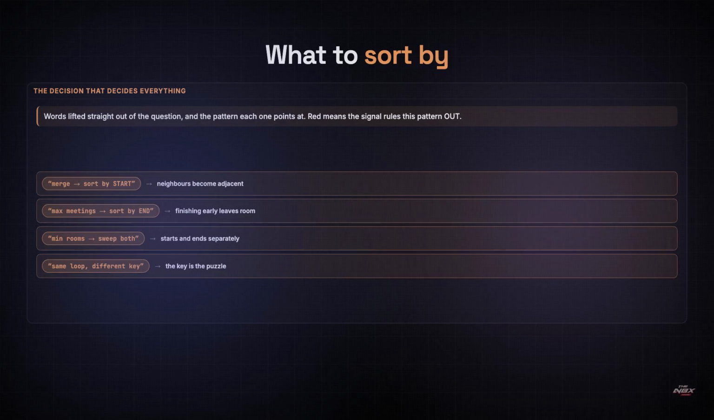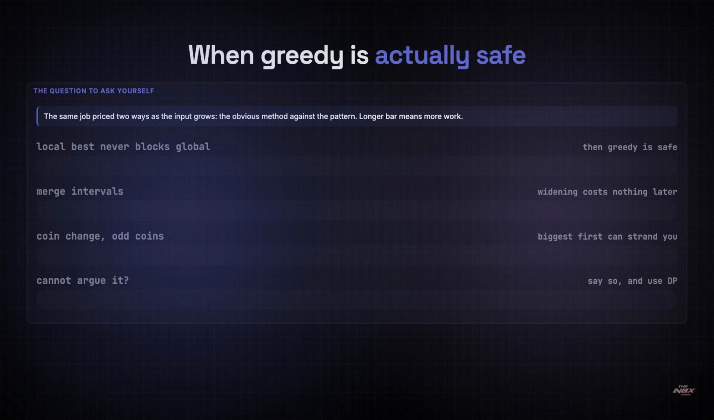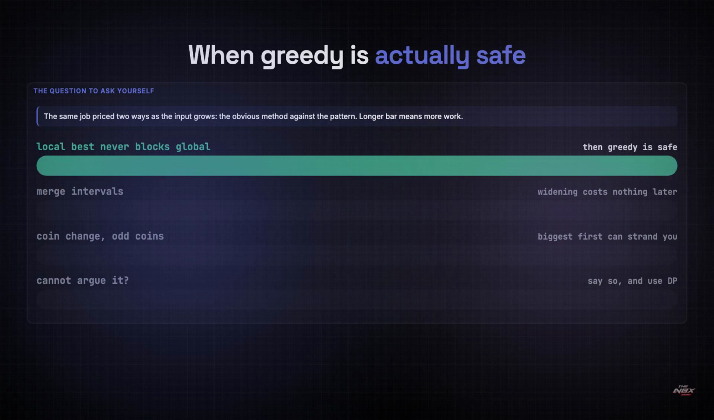Get the key wrong and the code still runs, still returns something, and is quietly incorrect. That's the failure mode to be afraid of here. Greedy is the easiest pattern to write and the easiest to be wrong about, so hold on to one test. Greedy is safe when a locally best choice can never block a better global outcome.